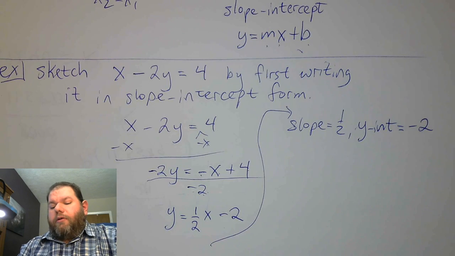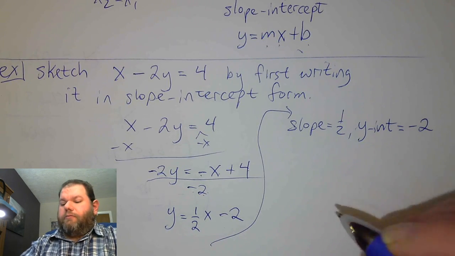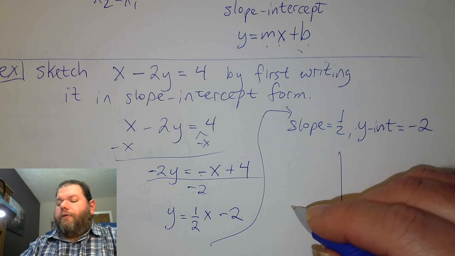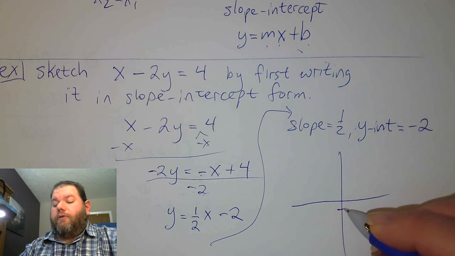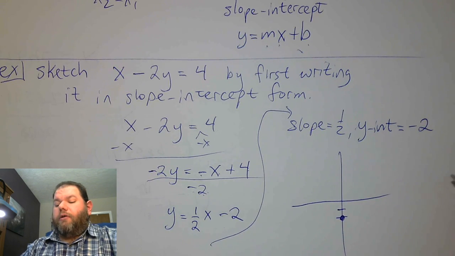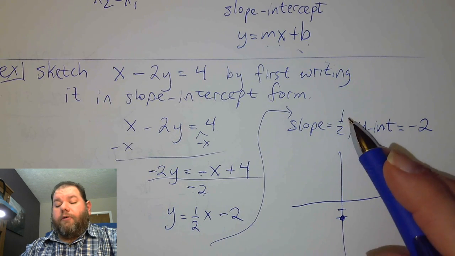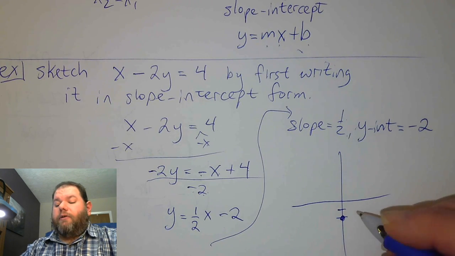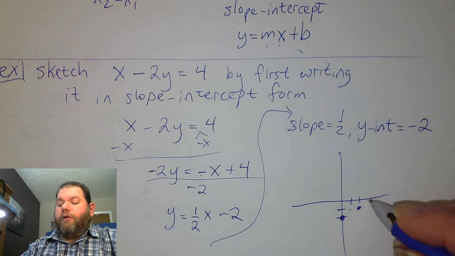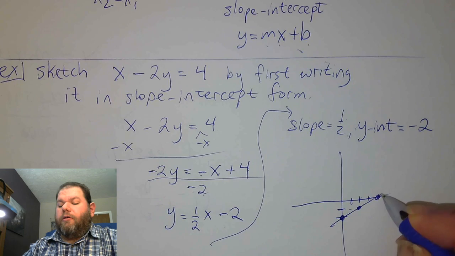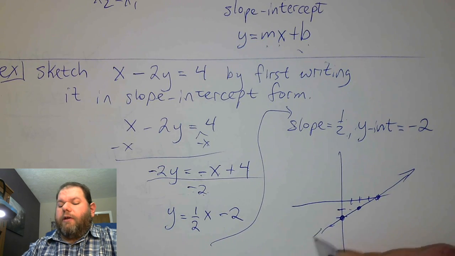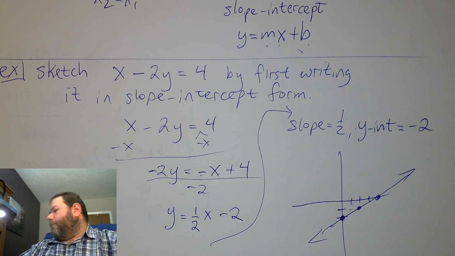Alright, so now we go to sketch our graph. We always start with the y-intercept first, -2, so that's down 2 from the origin. And our slope is 1 over 2, that means we're going to go up 1 and 2 to the right. So up 1, 2 to the right. And we can repeat that as needed, up 1 and 2 to the right. And then use that to sketch in our graph. Okay.